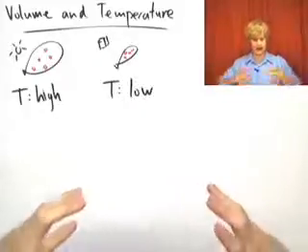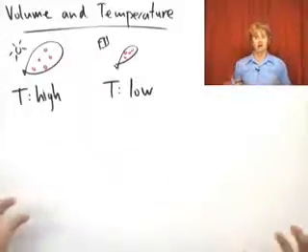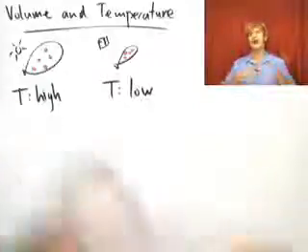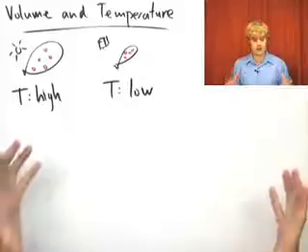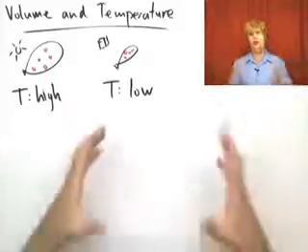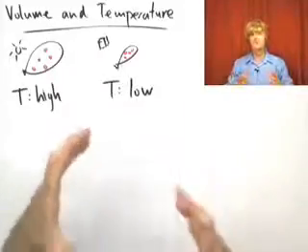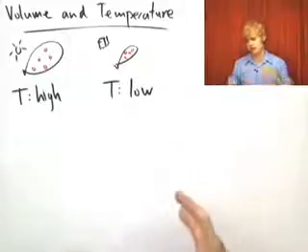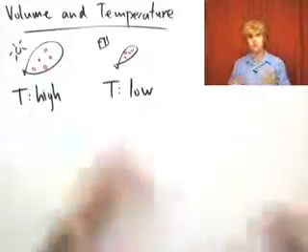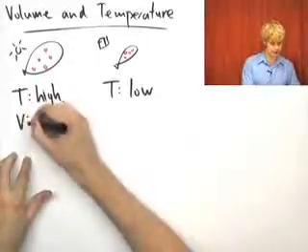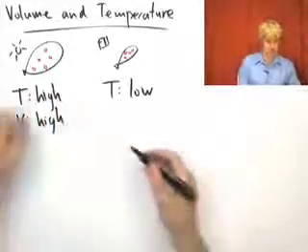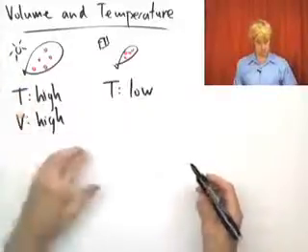Think about the size of a room that we need to contain a whole bunch of totally hyperactive kids who are running around all over the place. And then on the other hand, we'd only need a much smaller room to hold the same number of kids that are really sleepy and really tired. They're not going to be moving around nearly as much. So we see here that the volume, relatively speaking, is pretty high when the temperature is high.